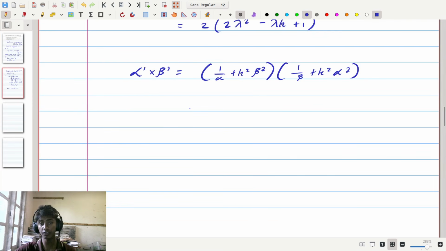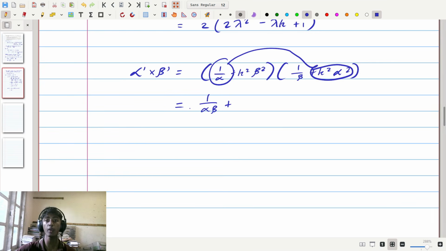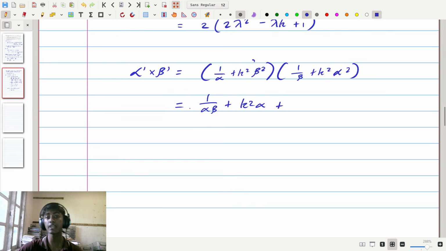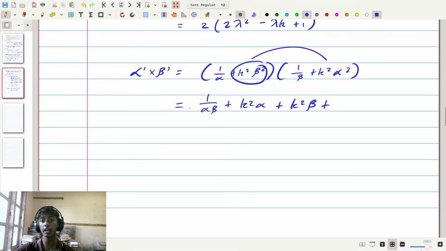Now if we simplify this down, expanding the brackets, the first term we get is 1 over alpha times 1 over beta, which is 1 over alpha beta. The next term is 1 over alpha multiplied by k squared alpha squared, which is k squared times alpha, since one of the alphas will cancel. The next term is k squared beta squared times 1 over beta, which is k squared times beta, since again one of the betas will cancel. And the last term is k squared beta squared times k squared alpha squared, which is k to the power of 4 times alpha squared times beta squared.